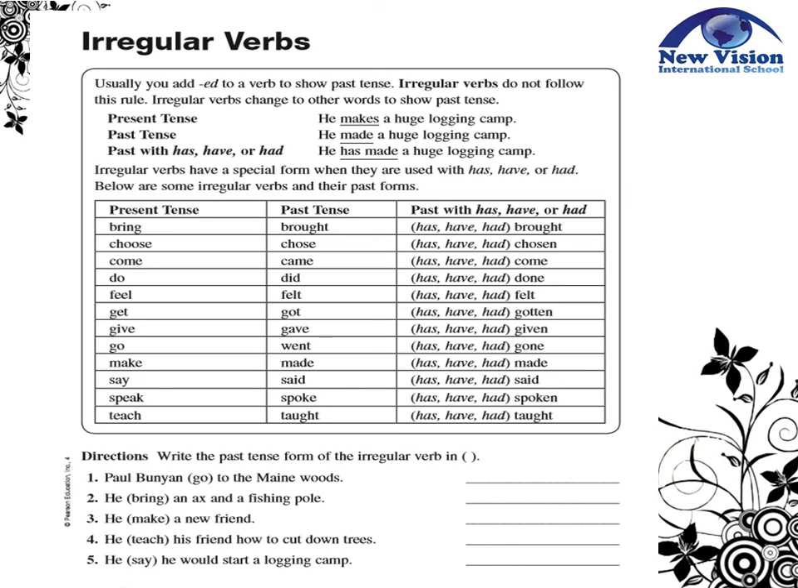Number 2, he bring an axe and a fishing pole. The past tense of bring, what? Brought. 3, he make a new friend. The past tense of the verb make is made. Well done. 4, he teach his friend how to cut down trees. The past tense of teach is taught. Number 5, he say he would start a logging camp. The past tense of say, it's what?